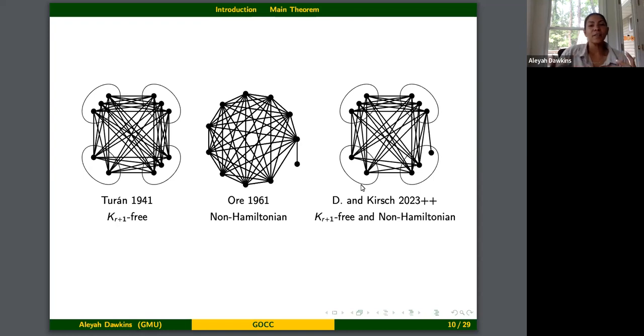And what I really love about this result is not only are we looking at the intersection of Turán and Ore's problems, but we are also intersecting their ideas for the extremal graphs. So we're really taking Turán's idea to make sure it's K_{r+1}-free to maximize the number of edges, and then Ore's idea of adding that pendant edge, right, to make sure that it's not Hamiltonian.